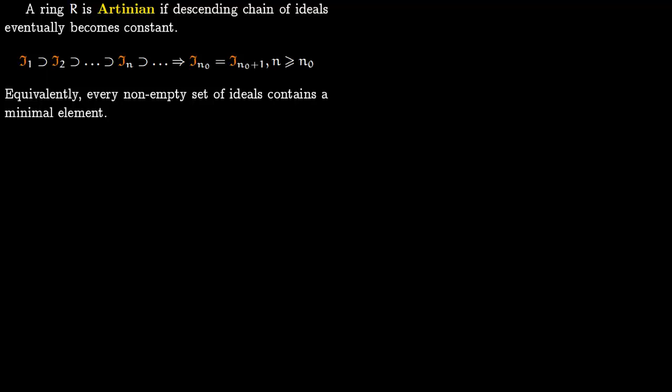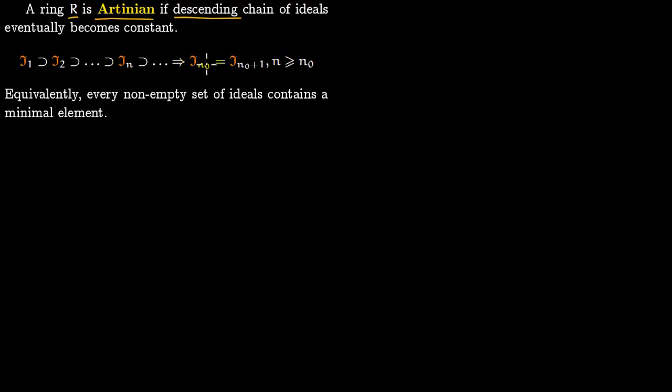So just like Noetherian rings, we can talk about Artinian rings. A ring R is Artinian if a descending chain of ideals eventually becomes constant. So in Noetherian you had an ascending chain of ideals, in Artinian you have a descending chain of ideals. So say you have ideal I1 which contains I2 which contains I3 which contains In and so on. So eventually this will become constant for some n greater or equal to n naught.